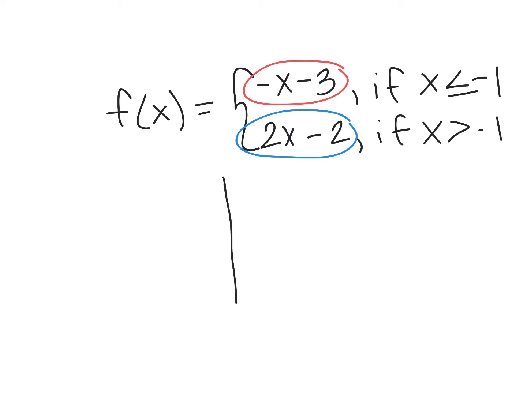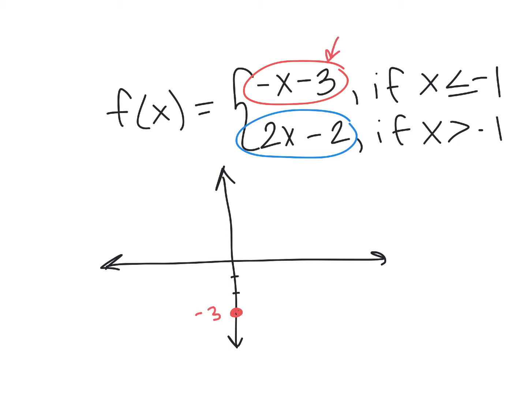So I'm going to create a set of axes. This is my y-axis, and this is my x-axis. And I'll graph the first line, negative x minus 3, using a red color. So to graph this line, I first find negative 3, which is my y-intercept on the y-axis. This negative 3 right here.